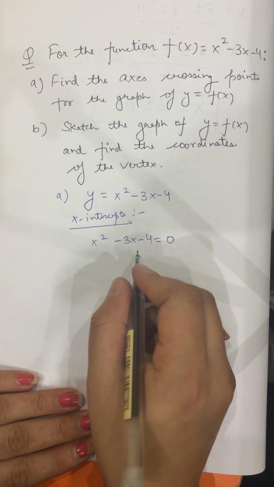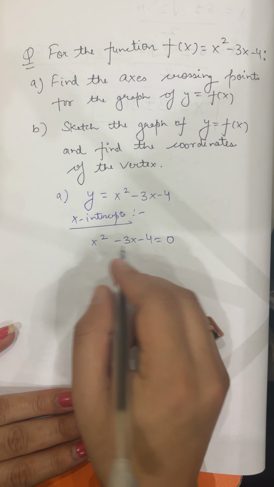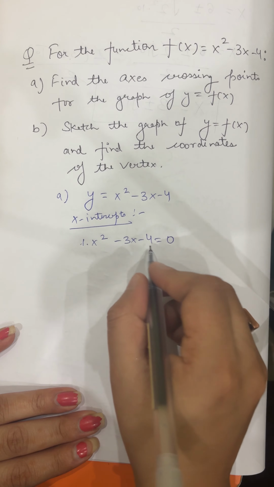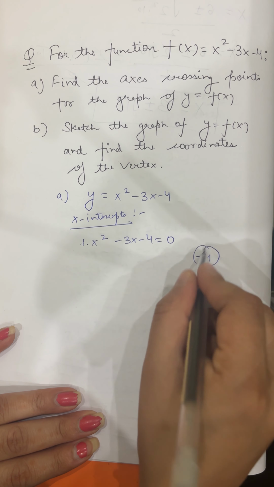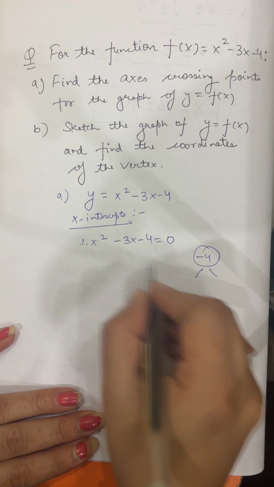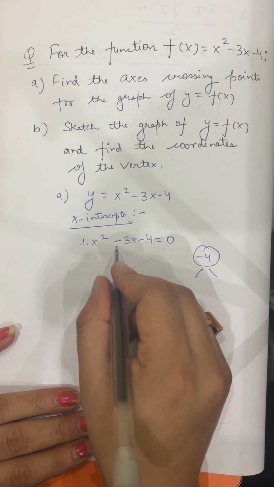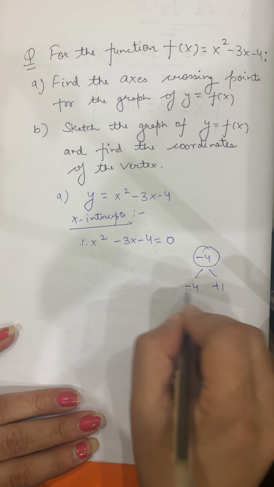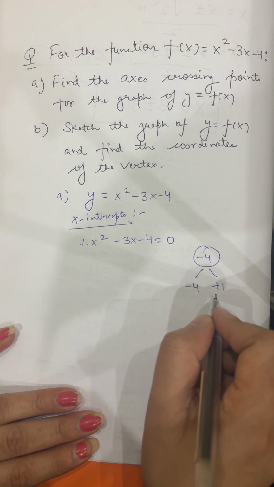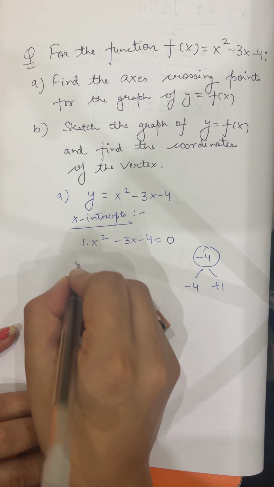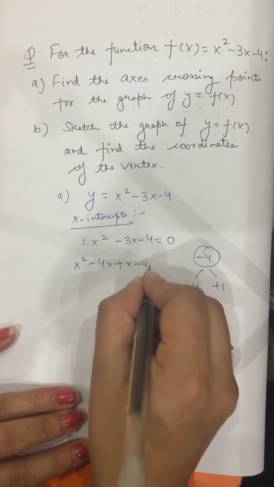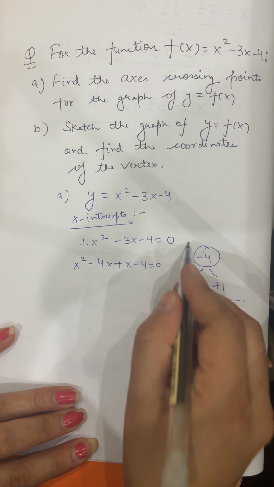Now we are required to solve this quadratic equation, and we can solve it by middle term splitting, because the coefficient of x squared is 1, and the constant term is minus 4. So we need to find factors in a way such that we get their sum as minus 3. So I can put minus 4 plus 1, its product is minus 4 and its sum is minus 3. So it becomes x squared minus 4x plus x minus 4 equal to 0.